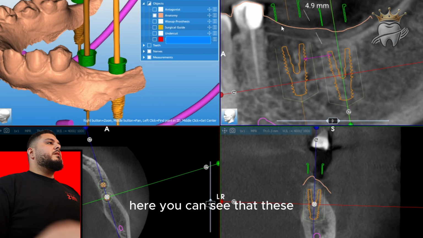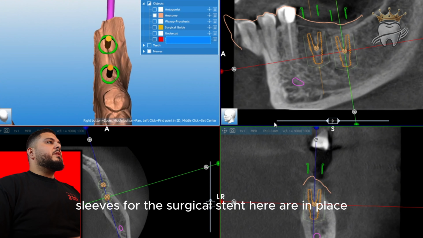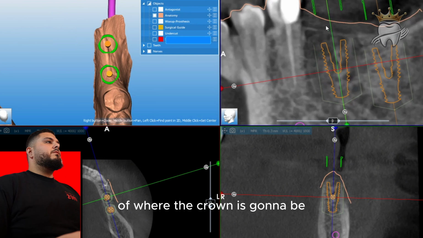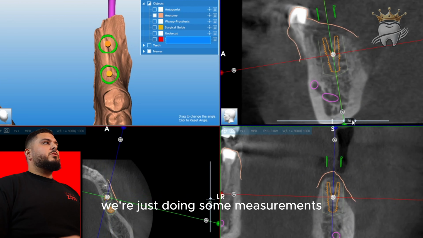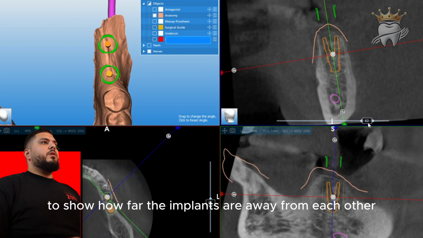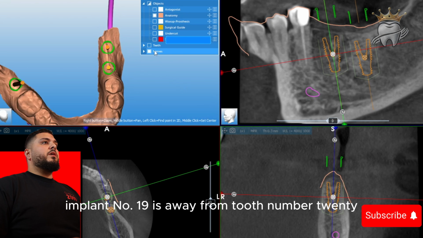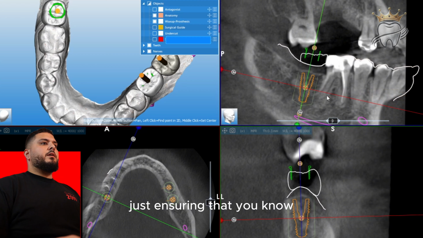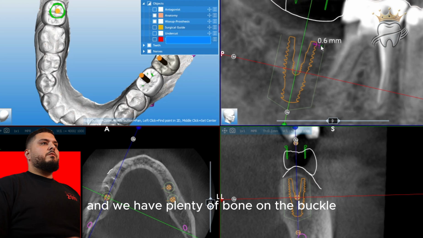Here you can see that the sleeves for the surgical stent are in place, and that gives an idea of the emergence of where the crown is going to be and the access. Here we're just doing some measurements to show how far the implants are away from each other, and then how far implant number 19 is away from tooth number 20. You can see we're just scrolling through the bone here, ensuring that, again, we're in our safe zones and we have plenty of bone on the buccal and the lingual.